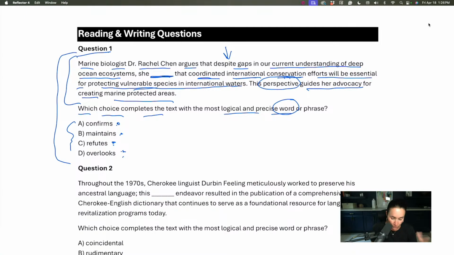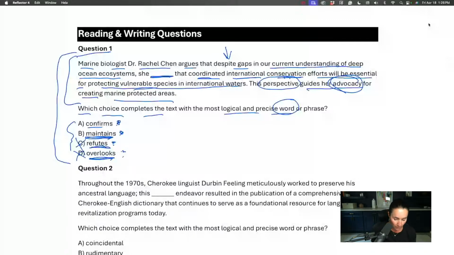Okay. So I'm going to first right away cross off C and D. She's not refuting anything. She's actually saying we need to do something, and she's not overlooking anything. I mean, right here it says she has advocacy. That is being someone who is deeply focused on something. So she's not overlooking things, and she's not refuting anything. The two words we need to think about here are confirms and maintains. Now, confirms means you are letting everybody know that it is true, or it's a fact, or it's proven. And maintains means to sort of maintain a belief.